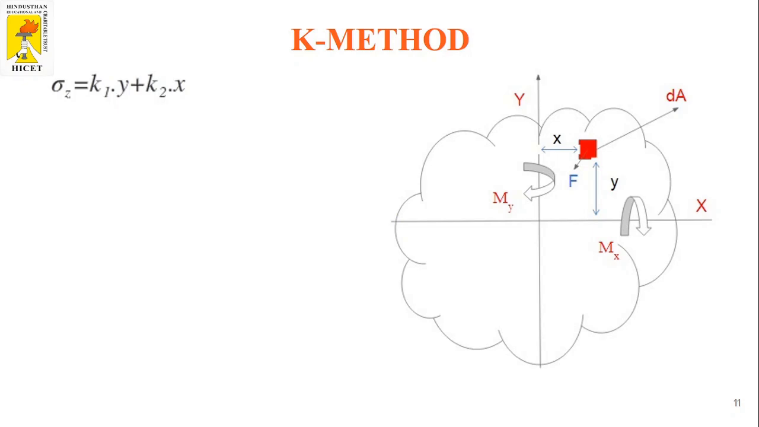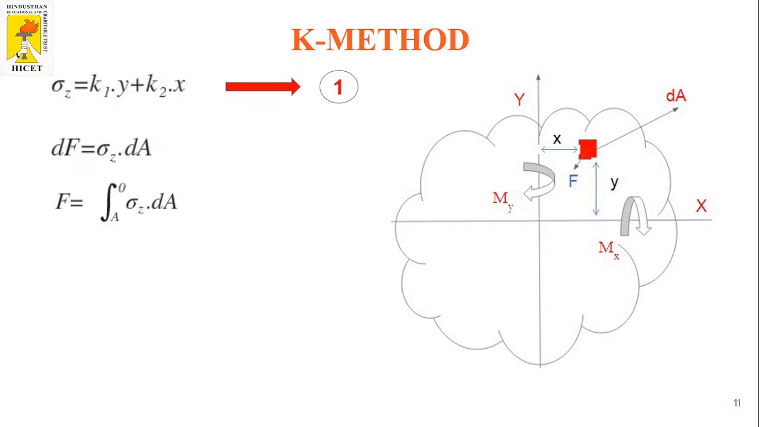From the basic equation, sigma z, that is the bending stress on the cross section, can be written as k1 into y plus k2 into x. Let us take this as equation number 1. dF is equal to sigma z into dA, where dF is the small force acting on the small element, sigma z is the bending stress acting on that small element, and dA is the cross-section area of that small element. From this we can find the force acting on the small element.